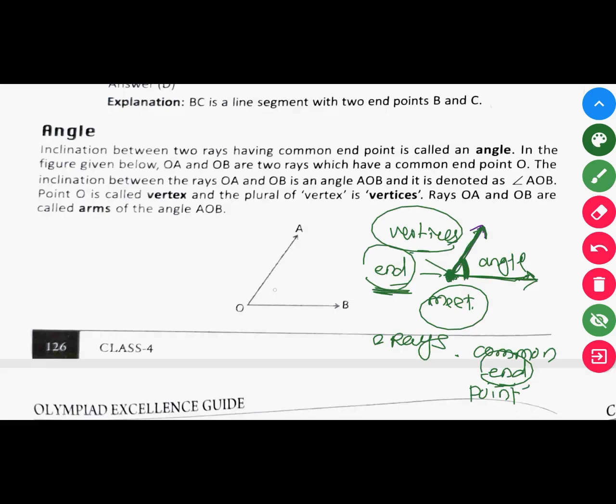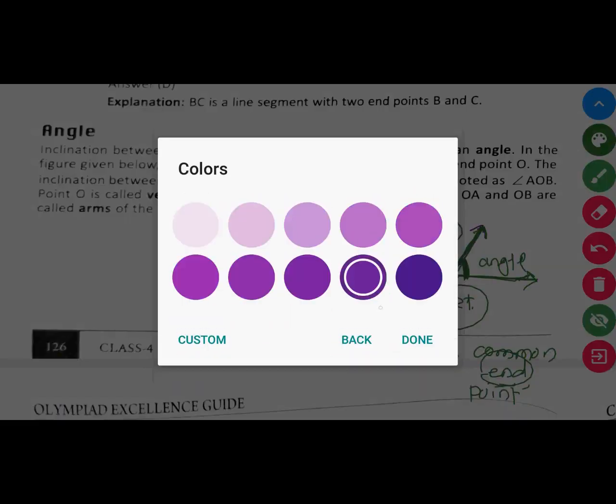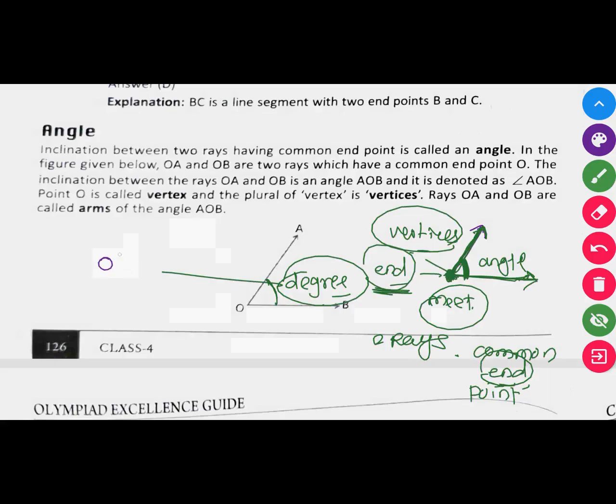Okay, so angles are measured in degrees, and this degree varies from 0 to 360. 0 degree to 360 degree. Okay, means an angle is of any size between 0 to 360 degrees. So how do you know which angle is formed? So we have an angle measure.